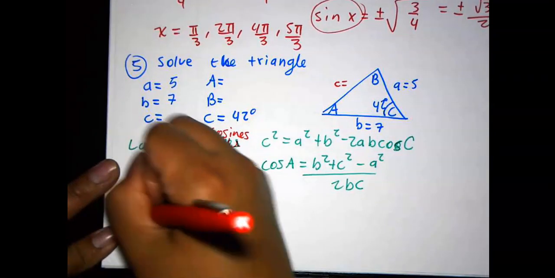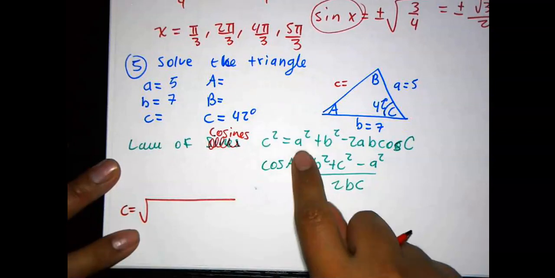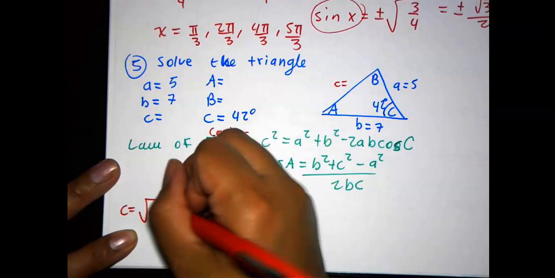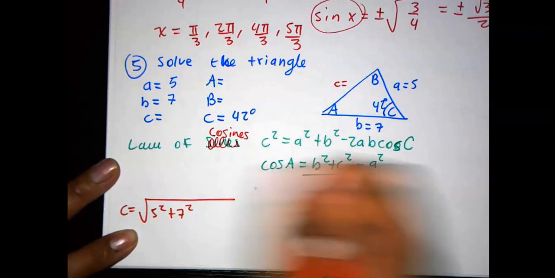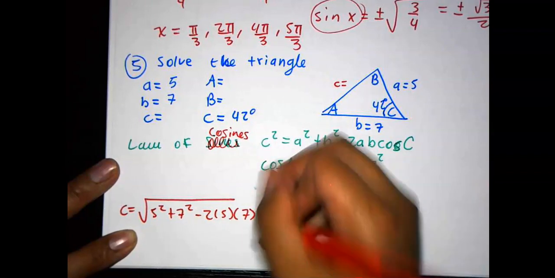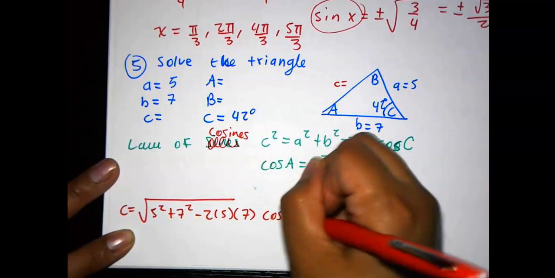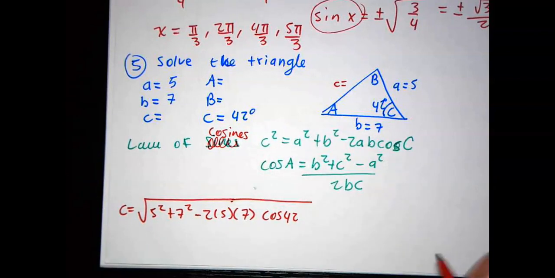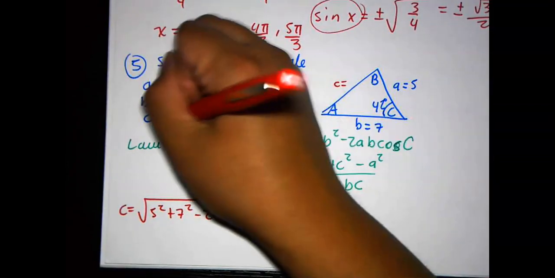So to solve for C, I'm going to take the square root of A squared plus B squared minus 2 times A times B times cosine of 42 degrees. Make sure it's in degrees, or calculate it in degrees. From here, I get that C is 4.7.